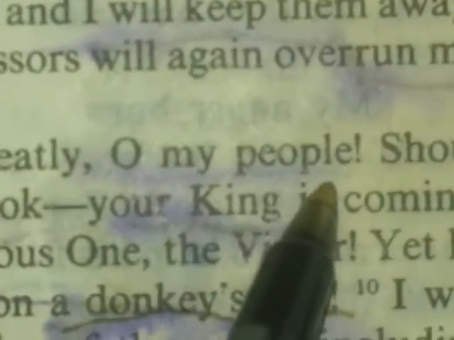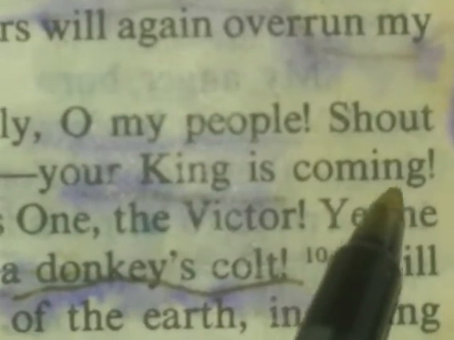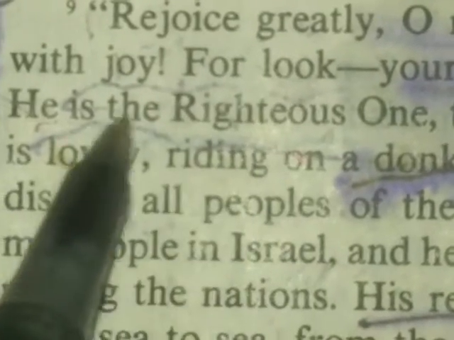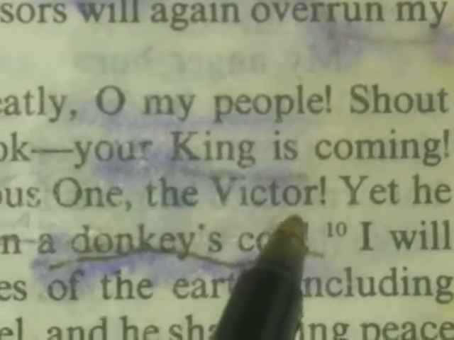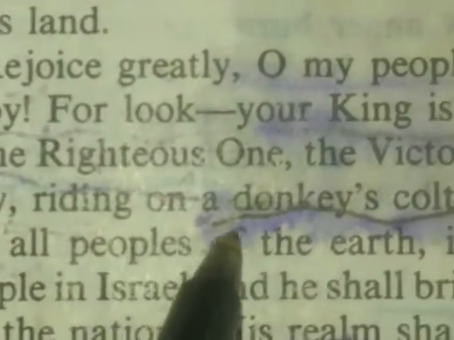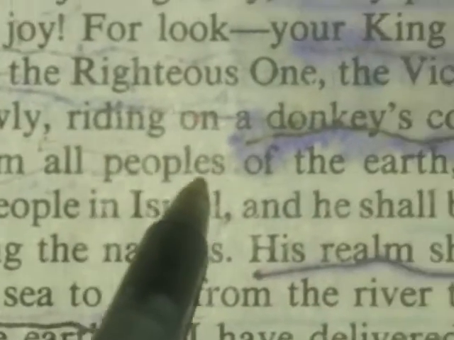Here in verse 9, it says, rejoice greatly, O my people, shout with joy, for look, your king is coming. That's when he returned back home from bringing you out of captivity. Coming, he is the righteous. You know how it said he's going to bring forth righteousness. He is the righteous one. The victor, he calls the victory by the will of Yah. Yet he is lowly, humble, riding on a donkey colt. I will disarm all the people of the earth.